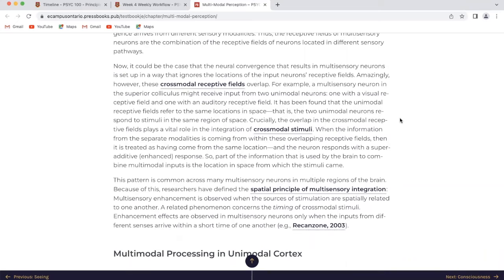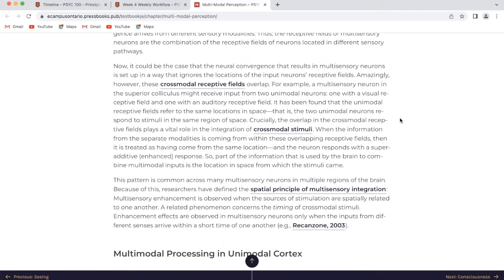Crucially, the overlap in the cross-modal receptive fields plays a vital role in the integration of cross-modal stimuli. When the information from the separate modalities is coming from within these overlapping receptive fields, then it is treated as having come from the same location, and the neuron responds with a superadditive, enhanced response. So part of the information that is used by the brain to combine multimodal inputs is the location in space from which the stimuli came.